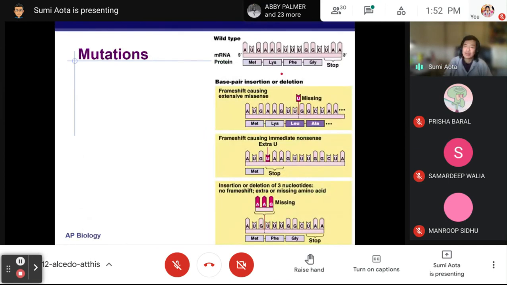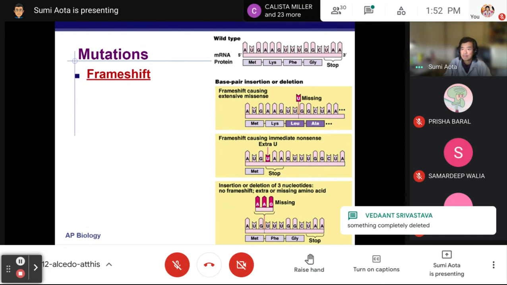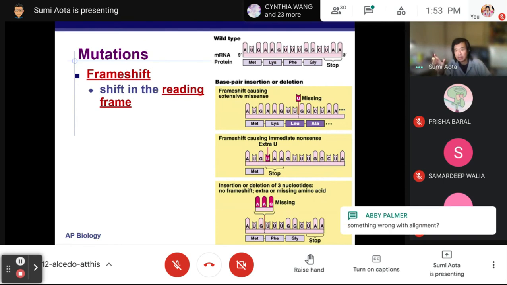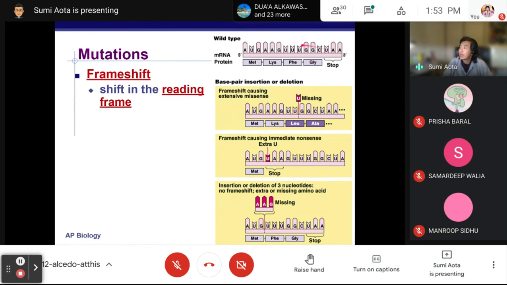So the other kind of mutation you can get is called a frame shift. Okay. What do you think is happening here? By the name, a frame shift mutation. What do you think has happened in this mutation type? Okay, close. So when they talk about a frame shift, what they're talking about is the reading frame. Okay. And the reading frame is the 3-letter codon that's being read. Exactly, Abby.